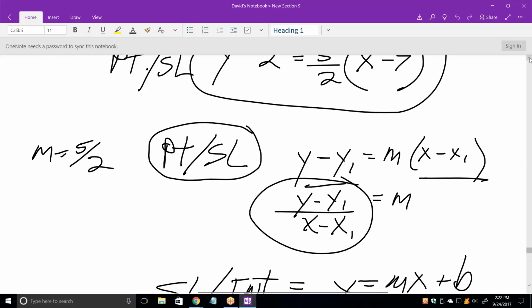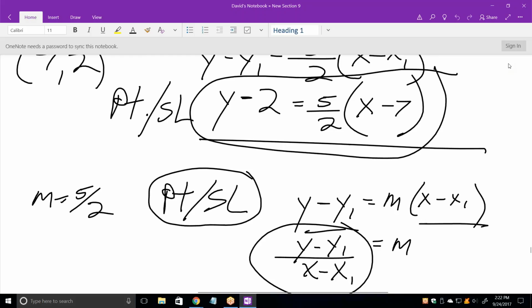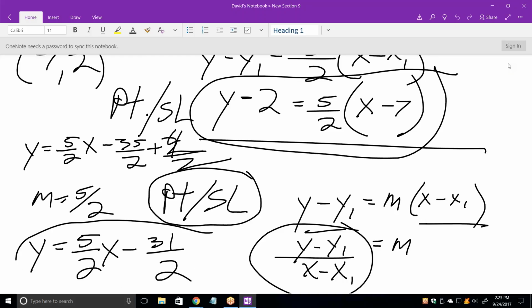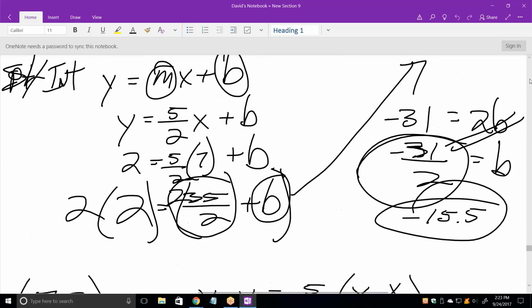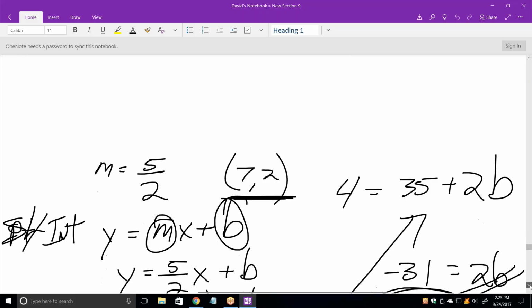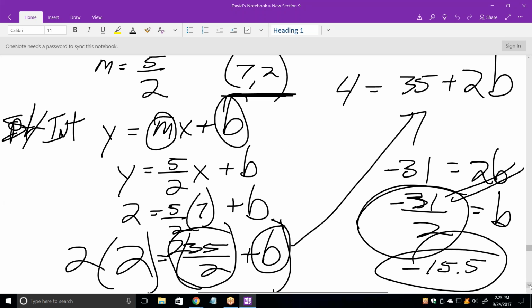Okay, here's the point slope. Right here. If we distribute that, we get y equals 5 halves x minus 35 halves plus 2. That is the same as y equals 5 halves x. If I make that 4 halves, then I got minus 31 halves. That's our equation even when we did it with point slope format. If we keep working that equation, we get the same exact equation as we got with slope-intercept. In other words, when we did slope-intercept, we got that same thing. We got 5 halves x minus 31 halves.